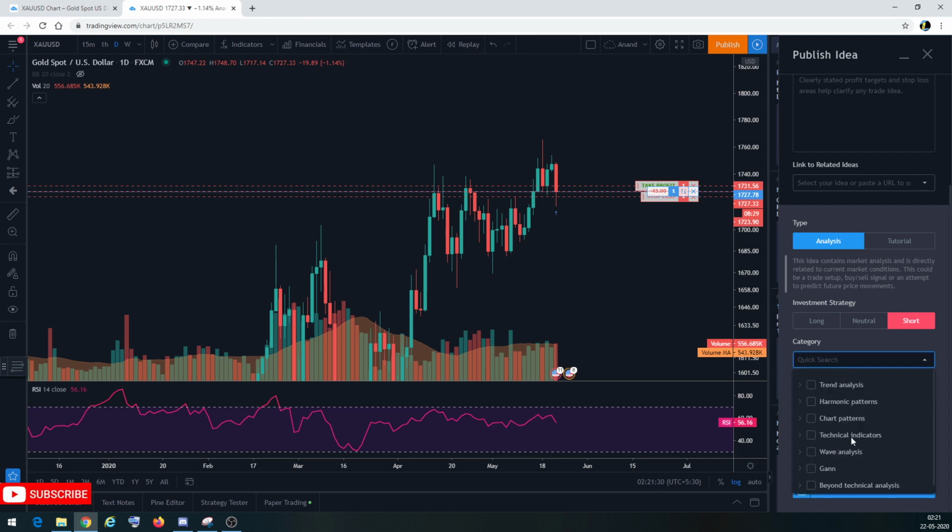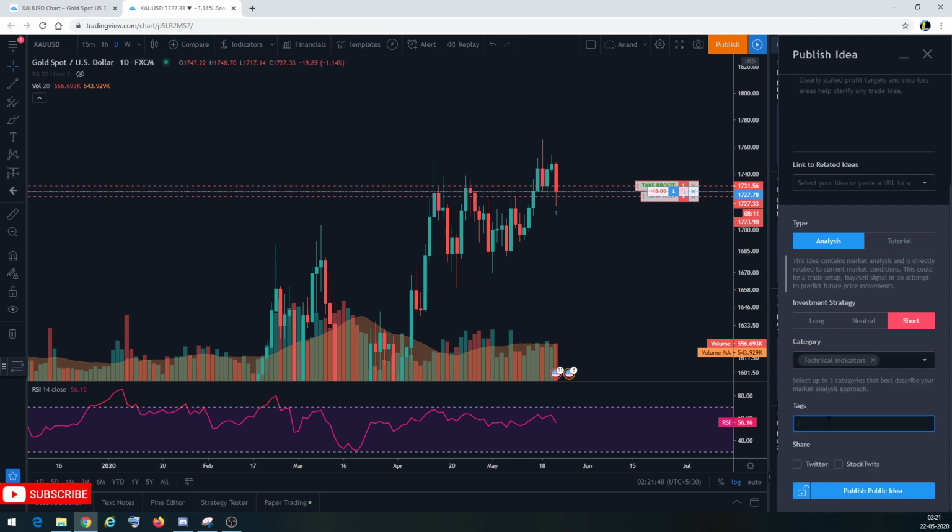You can select the category, whether you are doing a trend analysis, a chart pattern, or using technical indicators like RSI, as I was talking about, you can tick this box. Or if you are doing Gann or wave analysis, you can tick these boxes. It will automatically tag the category. Let's say technical analysis. You can add as many hashtags here, saying gold, Nifty or index, or gold spot versus US dollars, and all those tags.